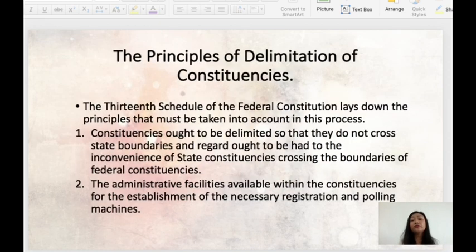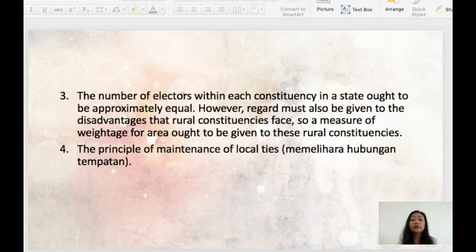And then the principles of delimitation of constituencies. The 13th Schedule of the Federal Constitution lays down the principles that must be taken into account in this process. Constituencies ought to be delimited so that they do not cross state boundaries, and regard ought to be had to the inconvenience of state constituencies crossing the boundaries of federal constituencies. Also the administrative facilities available within the constituencies for the establishment of the necessary registration and polling machines. The number of electors within each constituency in a state ought to be approximately equal.